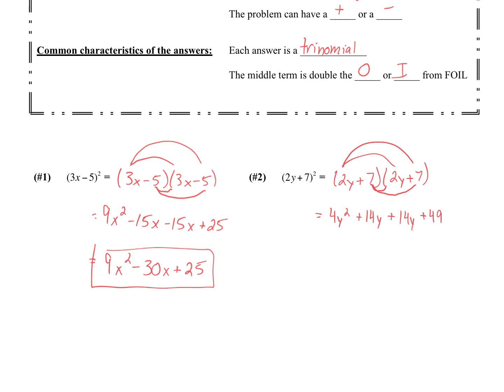So these terms in the middle here, the O and the I, are always going to be equal. That's kind of one way you can check your work to see if you're doing that part right. Those two terms should always be equal. If we simplify this, we get 4y squared plus 28y plus 49. And that there is our final answer.